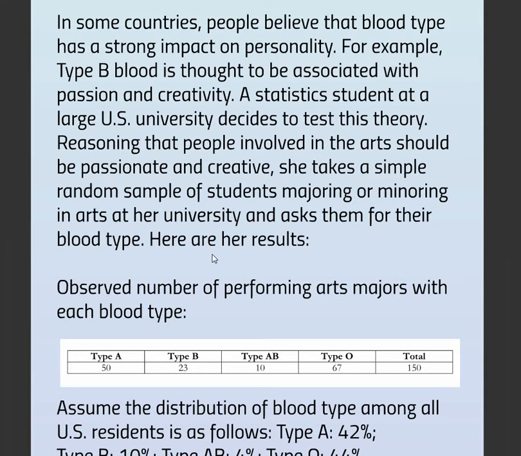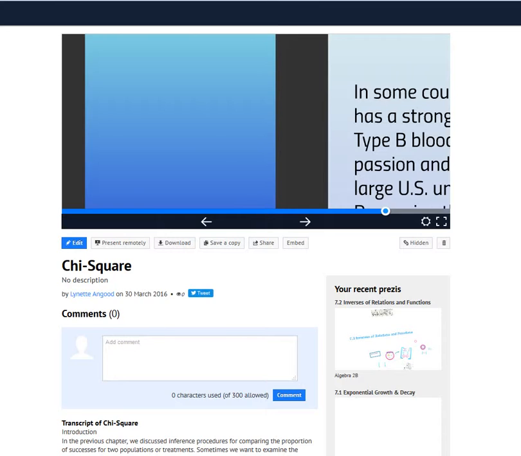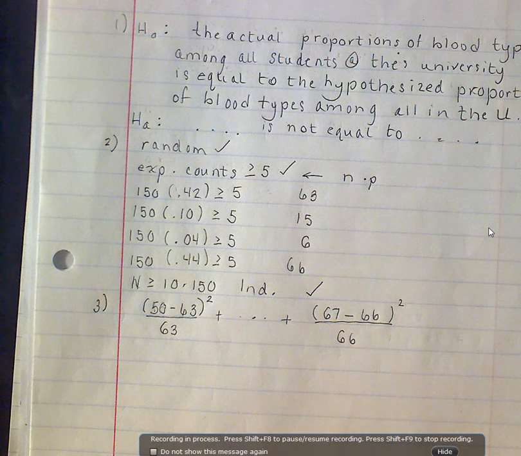50. The last type of blood that is displayed here is type O, and we observed 67. So I'm just going to do plus, dot, dot, dot, and then my component for the type O blood. Observed is 67, we expected 66. Square that quantity and divide by that expected. This is the minimum amount of work that I want to see in your do. We are going to let the calculator get the rest for us.